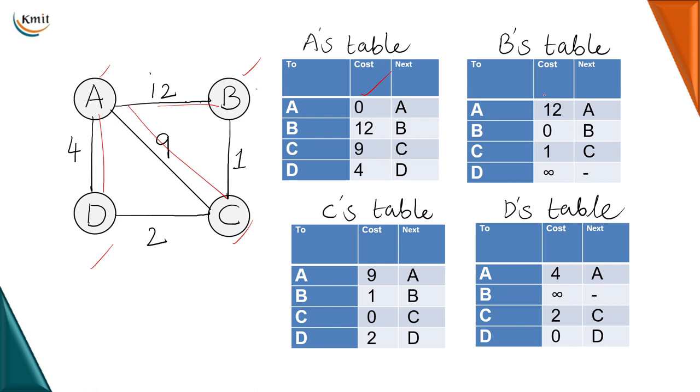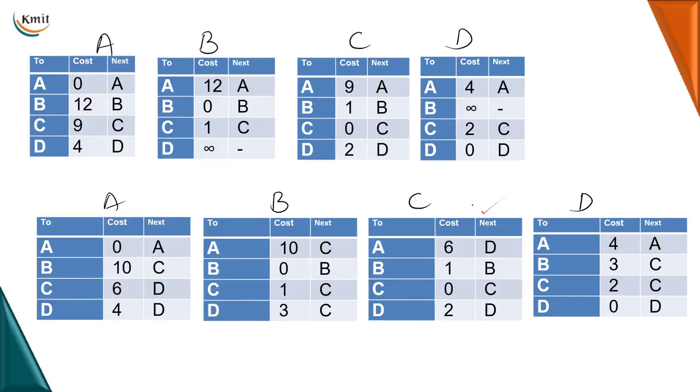Let us have a look at B's table. B to A, the distance is 12. B to B is 0. B to C is 1. But B cannot reach D directly. So initially we will mark the distance to D as infinity, because we say that we cannot reach D through B. Likewise, we will initialize the table for the nodes C and D. So this is the initialized distance vector routing table.